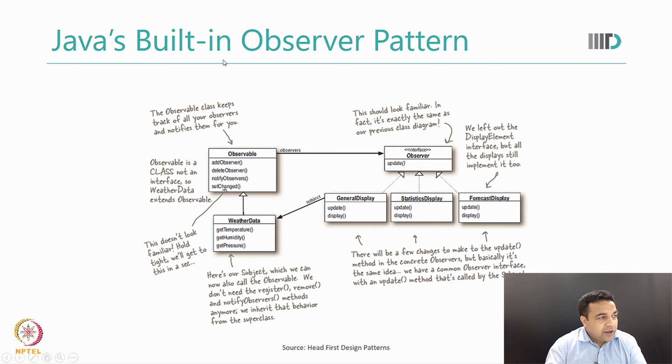Now Java does provide an observer pattern by default. So in Java, whatever we were saying for the subject is called Observable, and whatever we were calling observer is called Observer only. The Observable class takes care of all the methods that we need, that is add observer, delete observer, notify observers, and set changed, while the Observer interface has the same update method that we had earlier. Now let us look into a program and try to understand it.